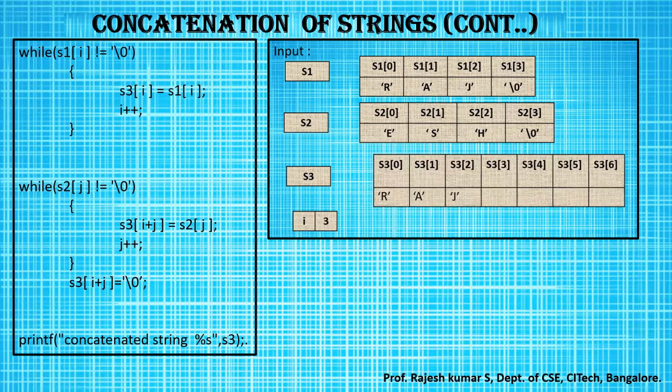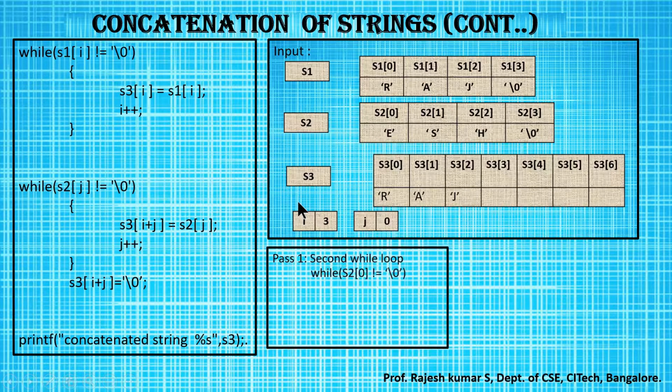So you can observe here the updated I value I've shown here, and the J value, initially the J value will be 0. So in the second while loop, when J value is 0, S2 of 0 not equal to null. Yes, it is not equal to null because S2 of 0 is E.